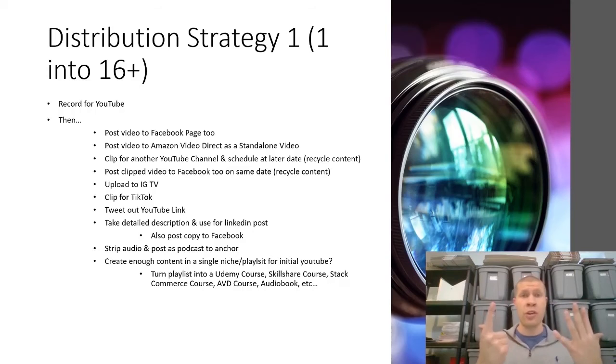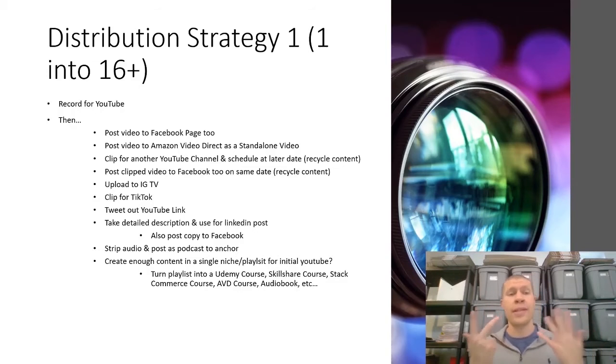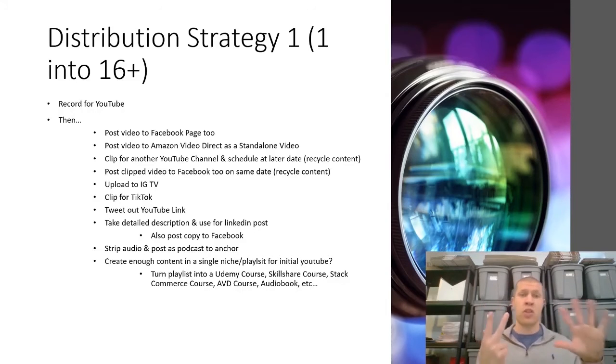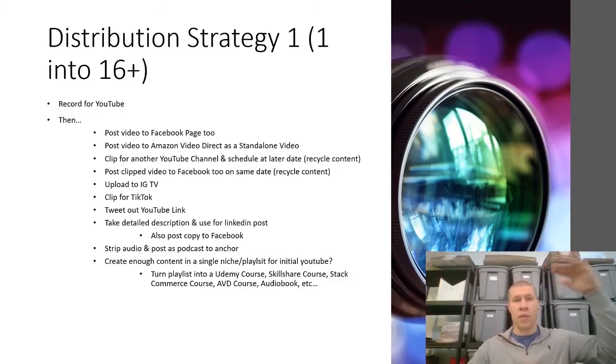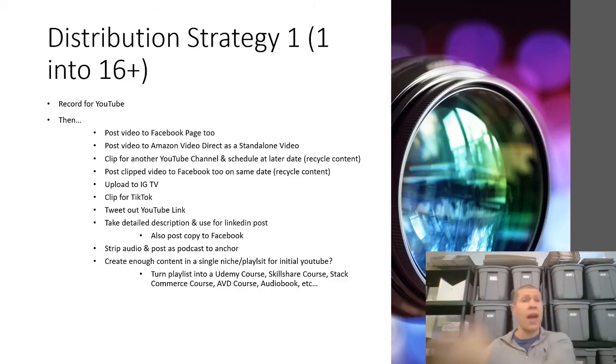Then you're going to tweet out your YouTube link. That's 8, right? Then you're going to take a detailed description that you also put in your YouTube video, that you also put in your Facebook page, and you're going to take that detailed description that you wrote out. It doesn't have to be crazy long, but always write out a detailed description because it's going to help you rank more on the algorithm on Facebook, on YouTube, and Instagram TV, right? Because you're going to give the algorithms for those platforms more data on what your video is actually about, okay?